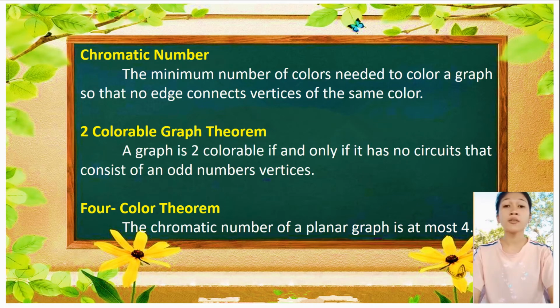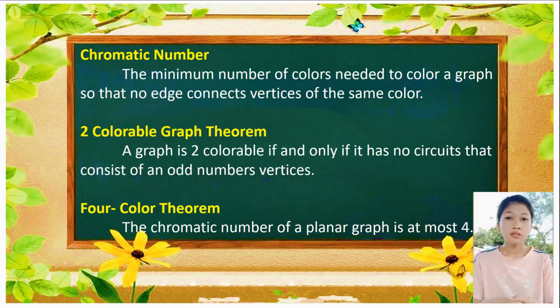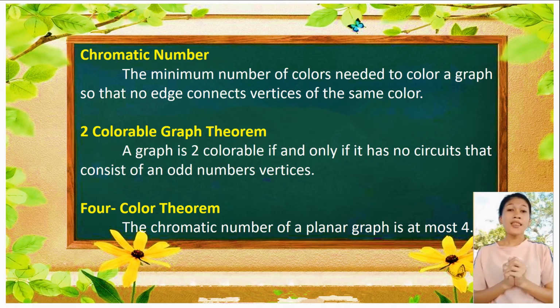Another thing to know if a graph is two-colorable: do a breadth-first search, assigning red to the first layer, blue to the second layer, red to the third layer, and so on. Four-color theorem: the chromatic number of a planar graph is at most 4. So it means every planar graph can be four-colored. Take a look at this photo. This is the example of the four-color theorem or four-color map theorem.